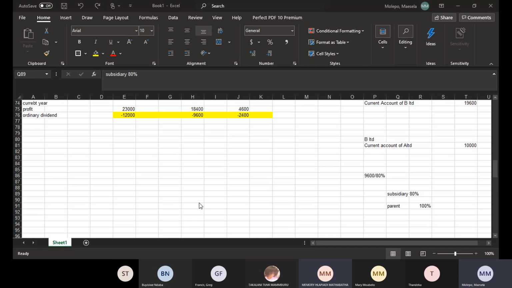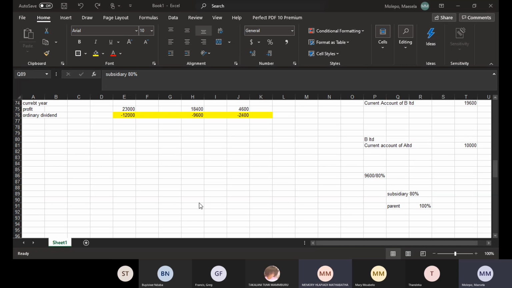If you check, the subsidiary declared the dividend, right? So remember, when you declare the dividend, it will be received by who? By the parent. And when the parent receives the dividend, he's going to record it as income. And when he records this dividend as income, it needs to be deducted because it is not part of the group. So we take it out because it is not part of the group.